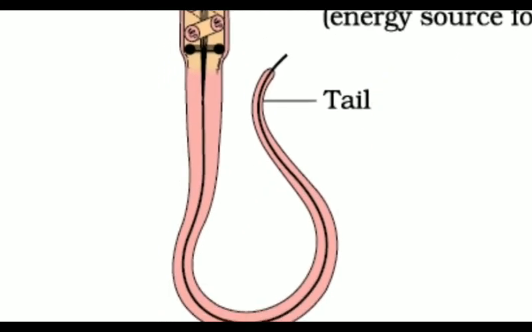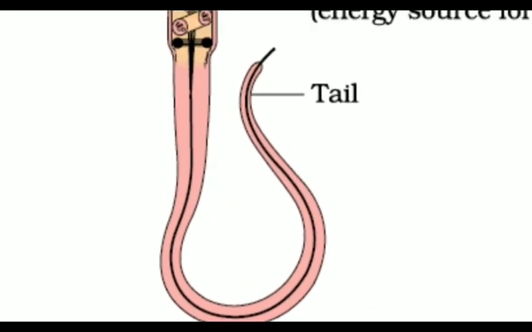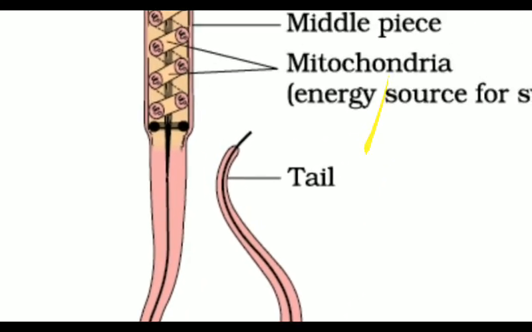And the last part of the sperm is the tail piece. This is the tail piece, which helps in the movement and locomotion of the sperm.